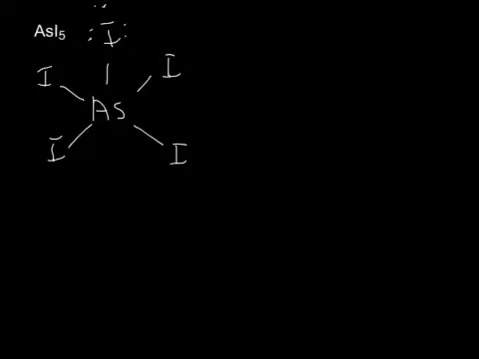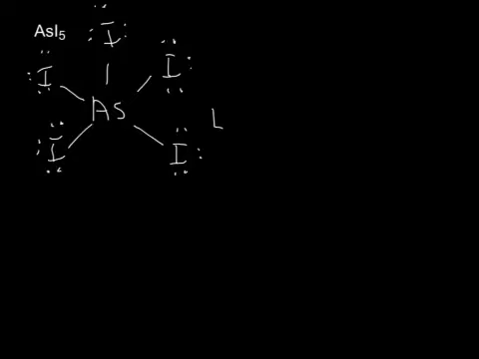I know that arsenic has 5 valence electrons. Iodine has 7, but we have to multiply that times 5. So that's going to be 35 plus 5, which means this is going to have 40 electrons. Let's see, that's 2, 4, 6, 8, 10, 12, 14, 16, 18, 20, 22, 24, 26, 28, 30, 32, 34, 36, 38, 40 electrons.